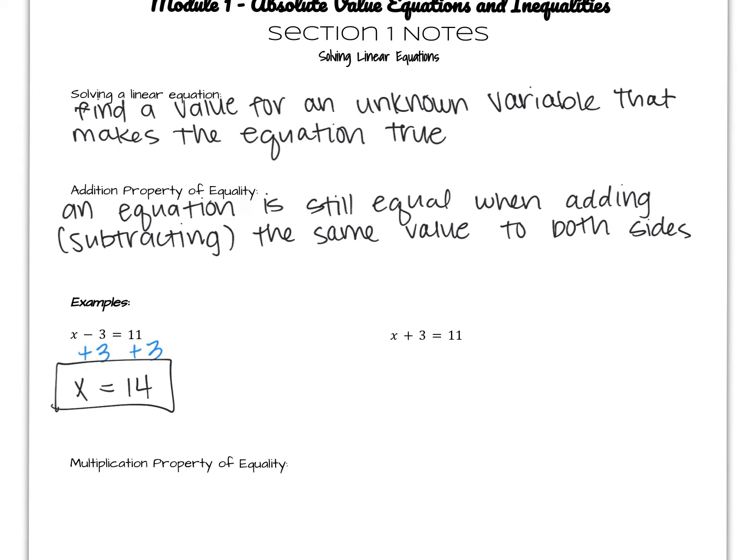Our second example is x plus 3 equals 11. So the opposite of addition is subtraction. So we're going to subtract 3 from each side, and we get that x equals 8, which again we can check by plugging 8 in for x and checking that 8 plus 3 is 11, which it is.